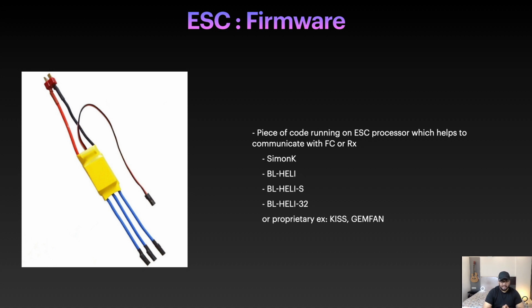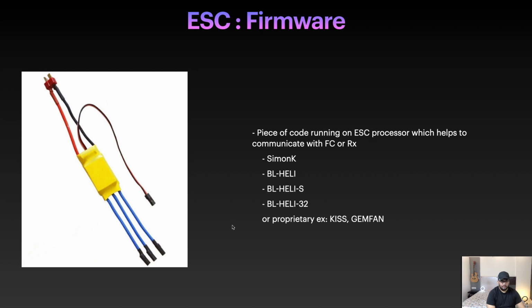And by the way, your ESC comes already flashed with some firmware. So when you buy an ESC, you do not need to worry what firmware you want to flash. It comes already with a firmware. But definitely, if you are making your own ESC, which is absolutely possible, then you can use these open source firmware like BLHeli, BLHeli_S, and BLHeli_32. So these are kinds of firmware which are available in the open source community. SimonK is also a firmware which is very old, not used anymore.